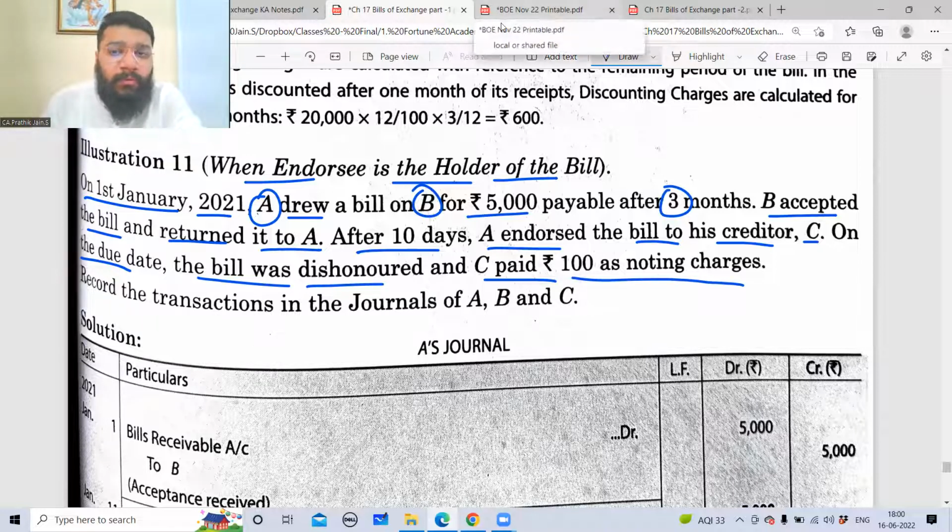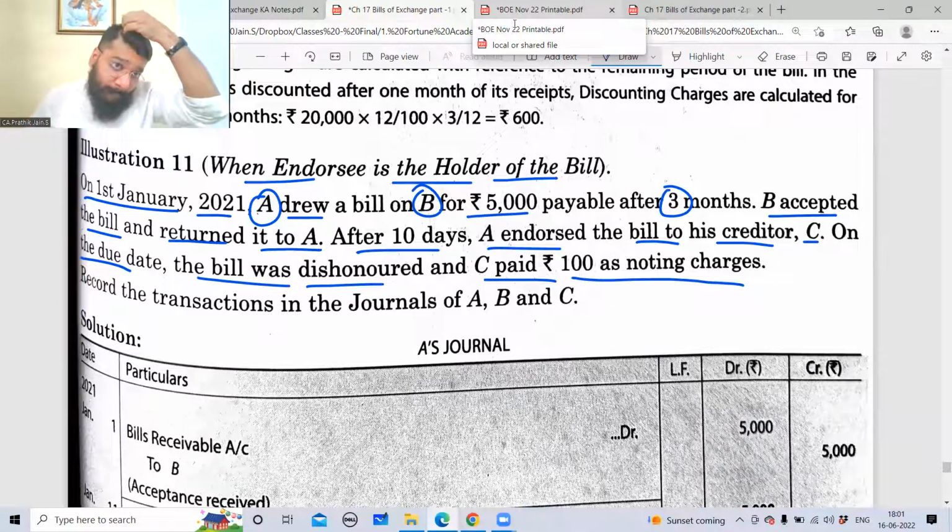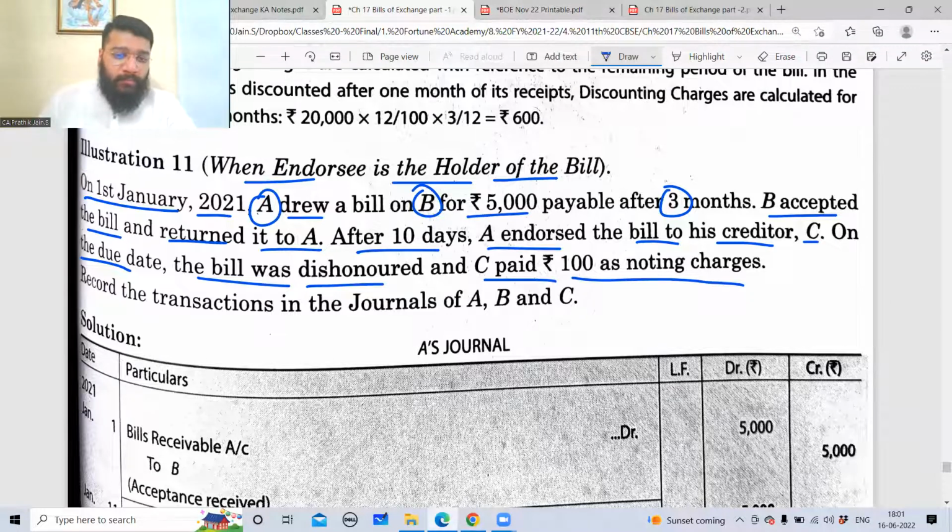Is the question clear to all of you? If you want to read it one more time, then I'll go forward and do the question. Please read the question, understand it, put all the points in your memory, and then we'll do the answer. Done? Okay.